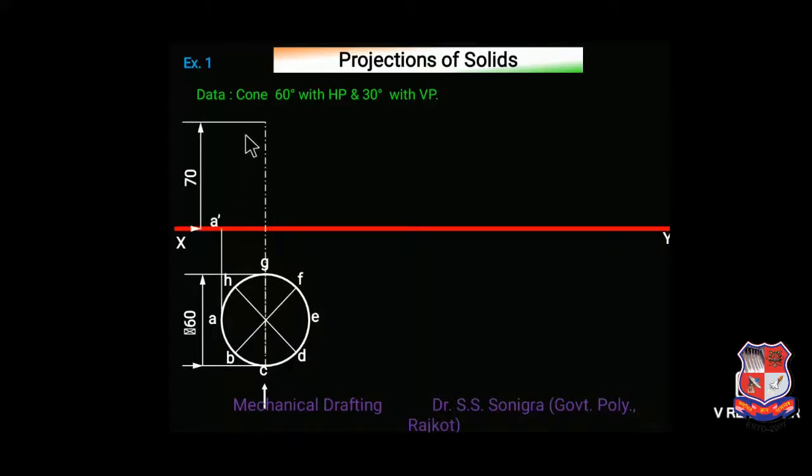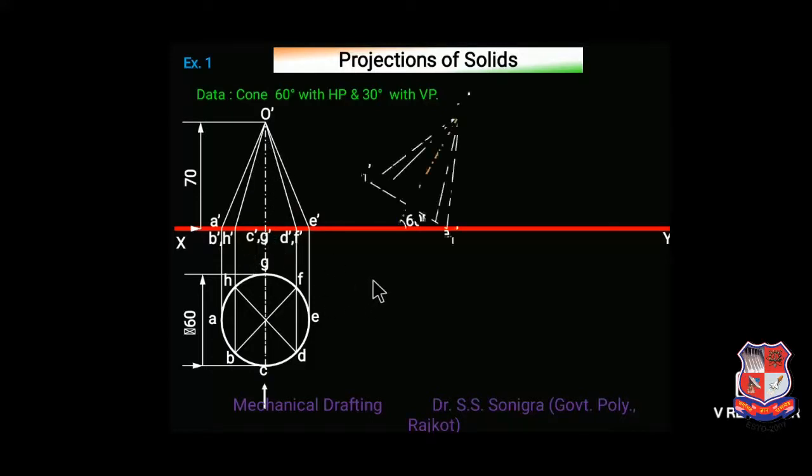Height is given as 70 mm. So on this axis mark a point at a height of 70 mm from this XY line. Mark point A dash over here, projection from point B dash would be here, projection from point C dash, similarly D dash and E dash would be here, and join endpoints A dash with O dash, O dash with B dash, O dash with C dash, D dash and E dash with a full line. So here full line and center line both are there, so we will draw a full line at the end.